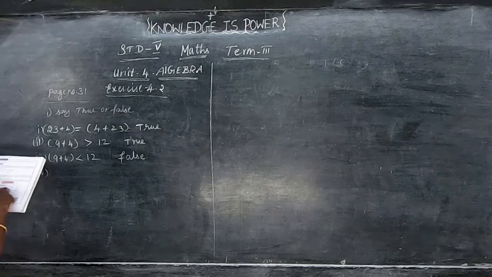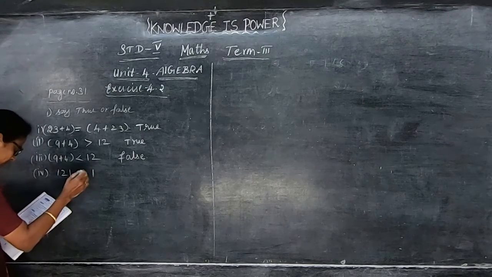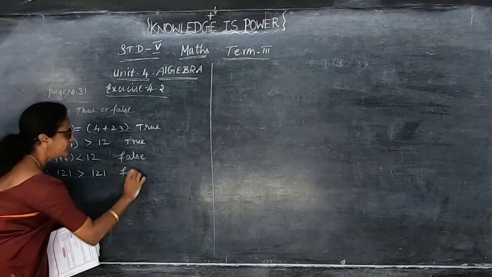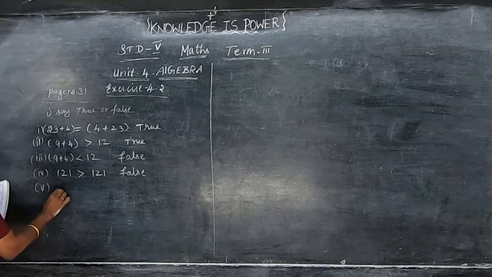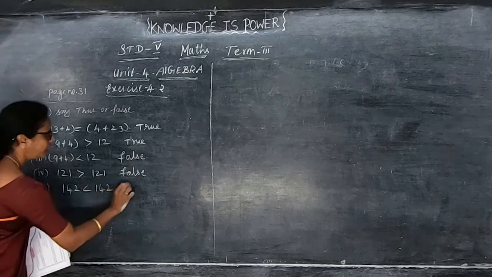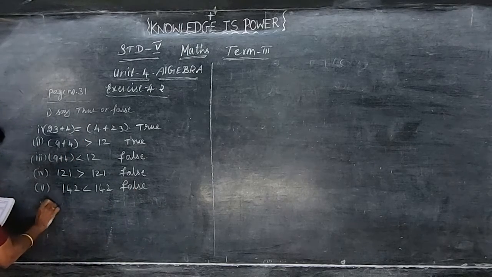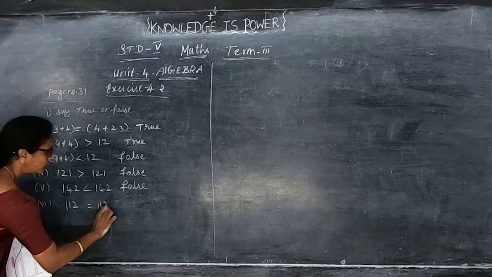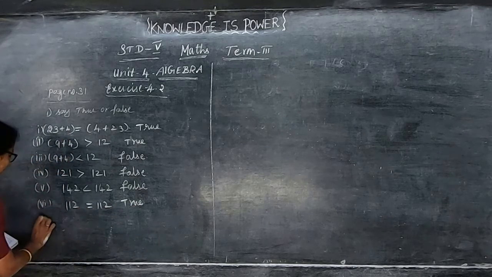Then 121 is less than 121, but this is equal, isn't it? So that is false. If both are the same, that is equal, but they have given greater than, that is false. Then fifth one, 142 less than 142. If it is the same number, equal should come, but they have changed the symbol, so that is false. Then sixth, 112 is equal to 112, that is true. Same number, that is equal. See the symbol in between.